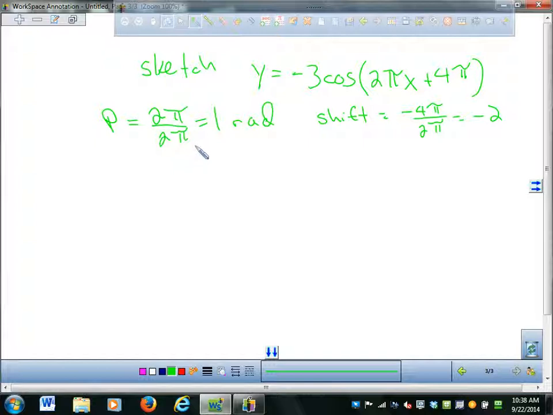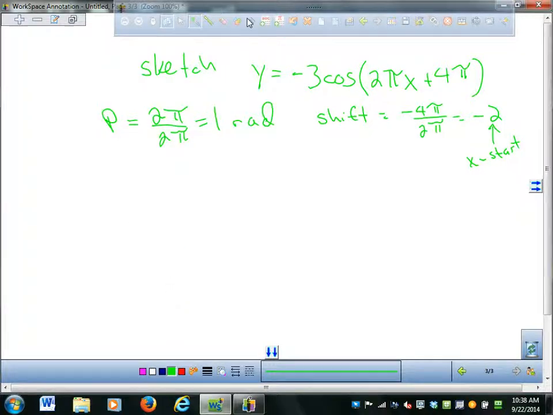Wait, so why is it a negative? Because this is a positive. It's kind of like with parabolas, if it's x minus h squared. So if it's plus in there, that means you're moving to the left. Okay, so the shift is -2, and this is also the x start point.